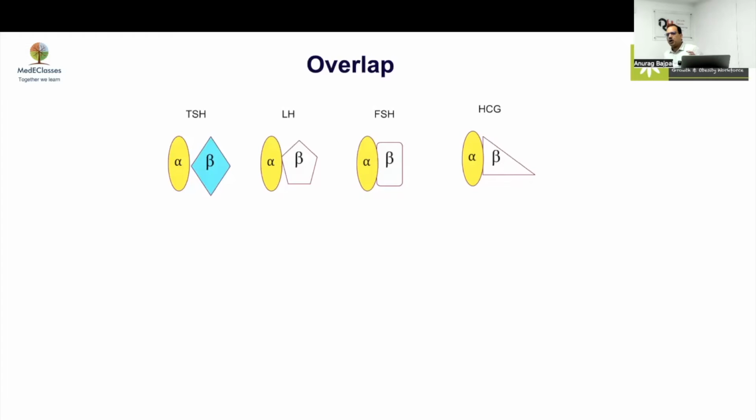There is a big overlap in complex hormones like LH, FSH, HCG, and TSH. All of them have the same alpha units. Their beta units are different. Their half-life is also different. Why? How does the body decide your half-life becomes more? So some of them have a higher half-life. Which one of them has the highest half-life?